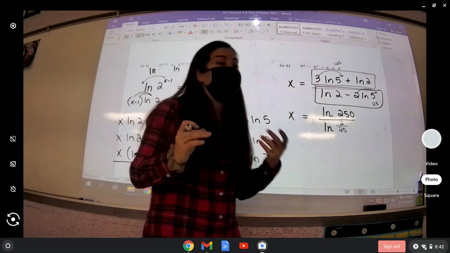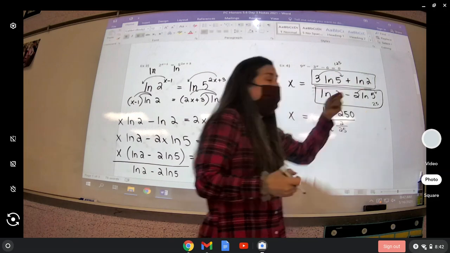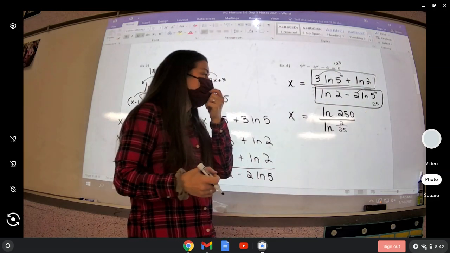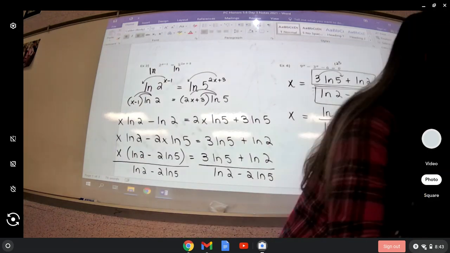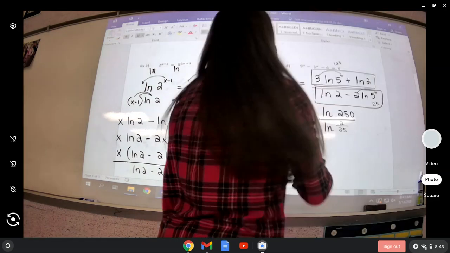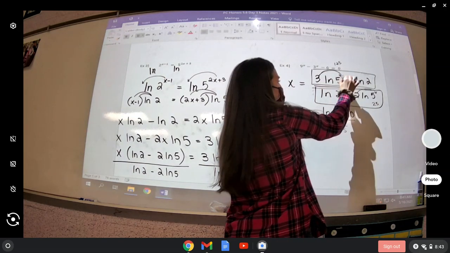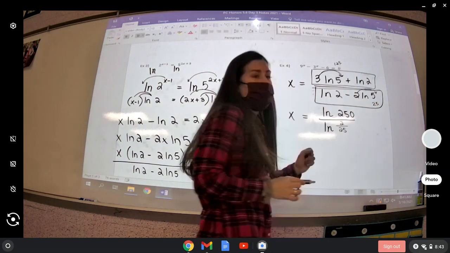So just be careful. If they ask you to simplify your answer, you may have to condense all this back. All right? I had a hand raised. Go ahead. Where did you get the 125? Because if I put this factor of 3 back up, it's 5 to the third. 5 to the third is 125.